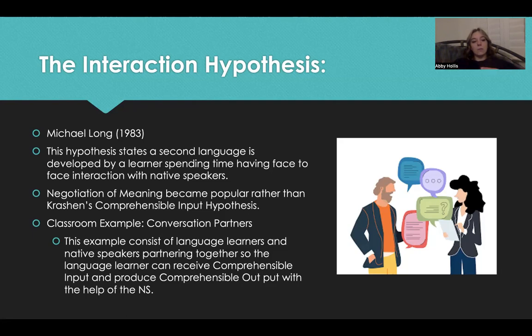And it kind of goes a little bit hand in hand. I've put right here the negotiation of meaning became popular rather than Krashen's comprehensible input hypothesis. The comprehensible input hypothesis actually states that if one person that's learning an L2 is receiving comprehensible input, which means things they can understand, that they are just going to automatically pick up a second language. And I know that we all know now that that's not true, that there are very many other aspects that we're going to get into later in my presentation that go into learning a second language.